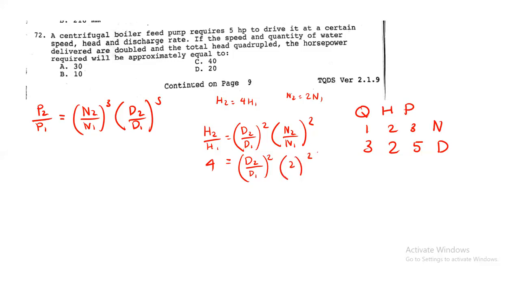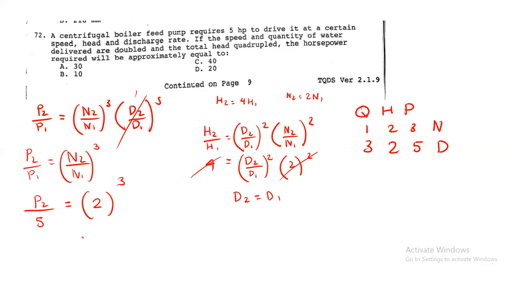So maka-cancel to. Syempre 4 to. Maka-cancel rin to. D2 is equals to D1. So kung D2 is equals to D1, maka-cancel na to. Magiging 1 na lang yan. So magiging P2 over P1 is equals to N2 over N1 raised to 3. So ganun lang siya guys. So P2, ilan yung P1 natin? 5 HP is equals to N2 over N1 is 2 raised to 3. So 2 raised to 3 is 8. 8 times 5 is 40 HP. So yan na kagad yung sagot niya guys. So letter C.